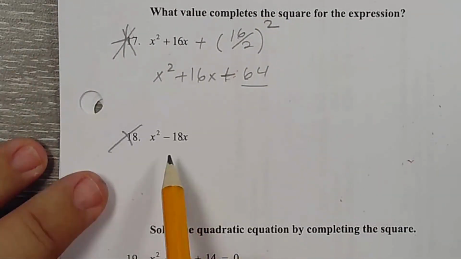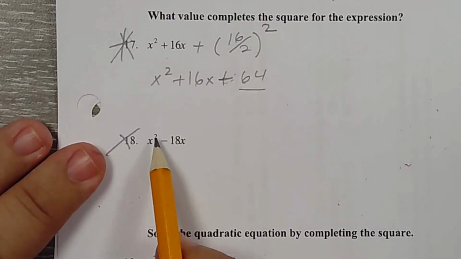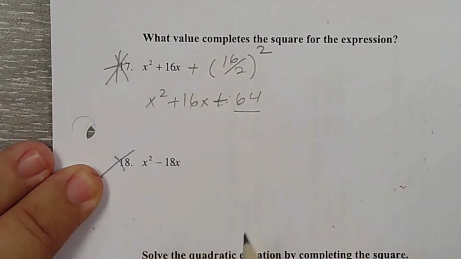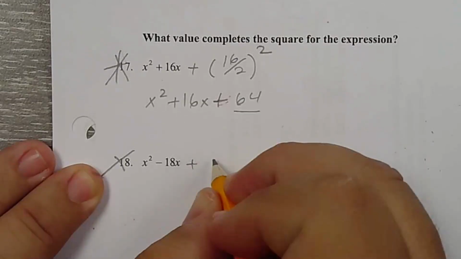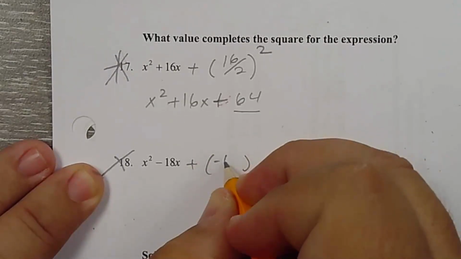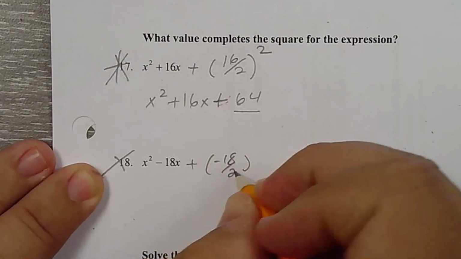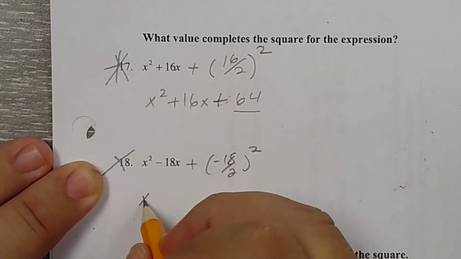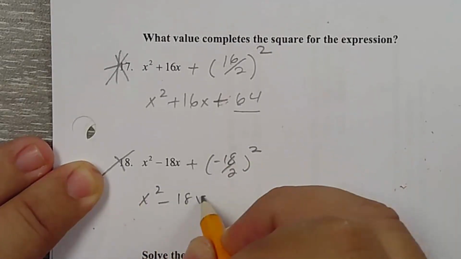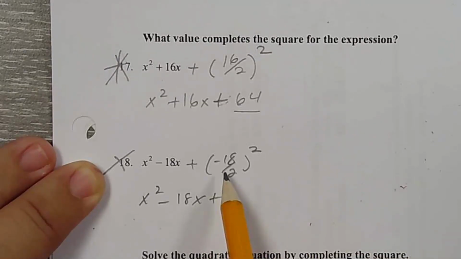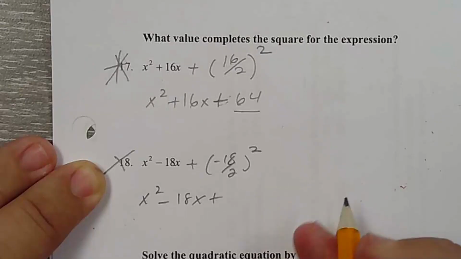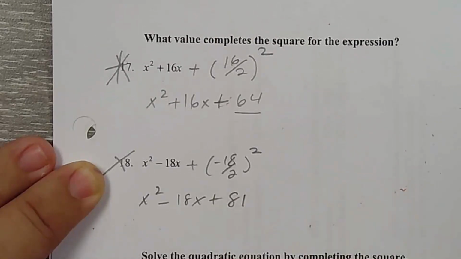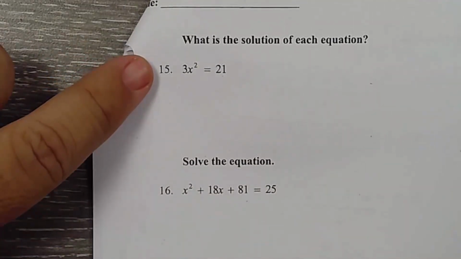You want to do this one here? What do we have? X squared minus 18x, and you want to complete the square. So what do you have to do again? Negative 18 divided by 2, and then square it. So x squared minus 18x plus what? What's negative 18 divided by 2? And what's negative 9 squared? 81. You have to wait. Actually, you have two of them.